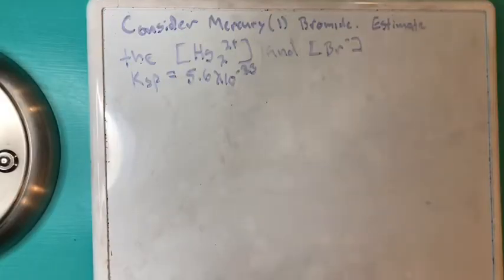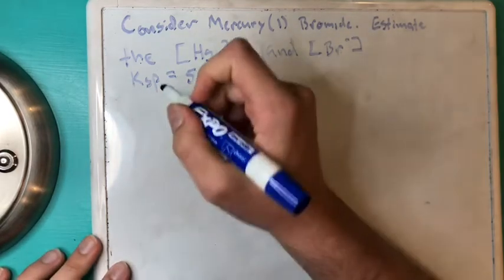Consider mercury(I) bromide. Estimate the total Hg2 2+ concentration and the Br- concentration if the KSP equals 5.6 times 10 to the negative 23rd. So as with the last one, we always write a chemical equation first.